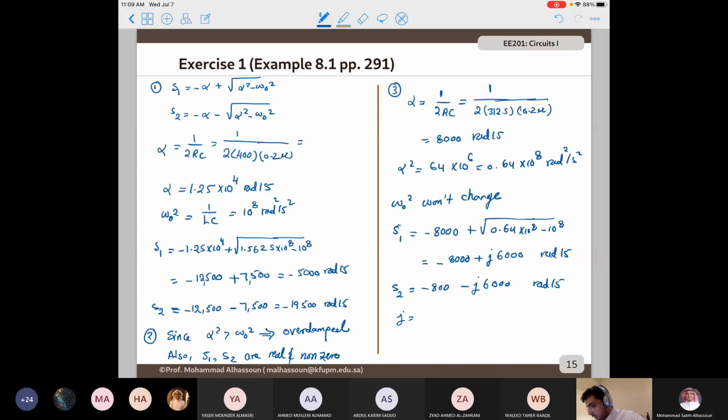Remember here, j is the square root of -1. In electrical engineering, the complex number is represented with j. This is to not confuse it with i, which represents the current. So in math, you used to have i, which represents that the number is complex, but in electrical engineering, we use j to differentiate it from the current.